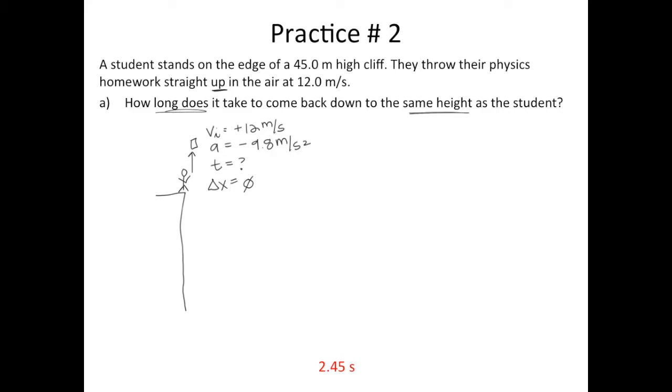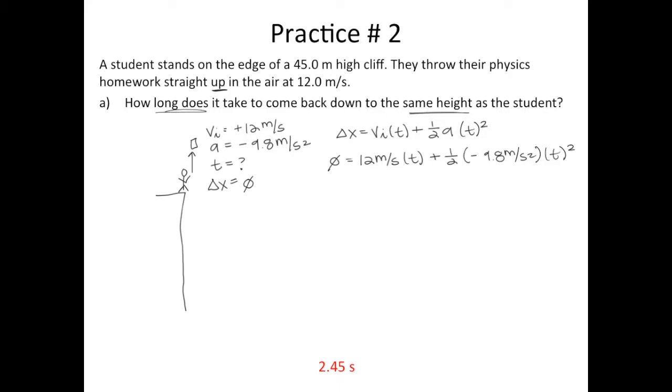So if we look again, find an equation that has these 4 variables and these 4 variables only, it's the same equation that we used in the last problem. So delta x equals v initial times t plus 1/2 a t squared. Let's plug in. Our delta x is 0. V initial is 12 meters per second. Our time is what we're looking for. Plus 1/2 times negative 9.8 meters per second squared times time squared.